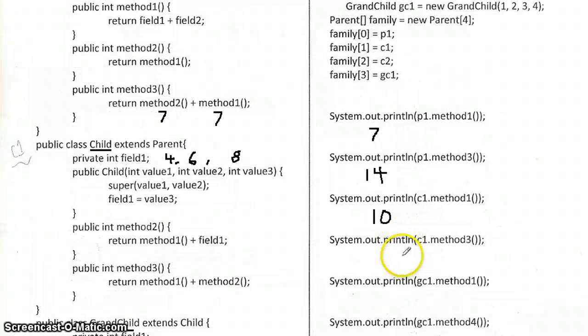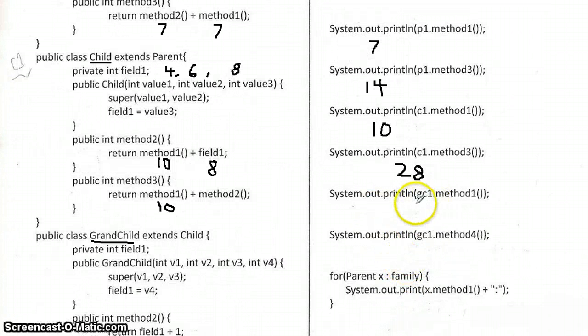And so c1.method3. Here we see that method 3 returns method 1 plus method 2. We have already established that method 1 of object c1 returns 10, so we can substitute 10 right here. Method 2 returns another 10 plus field 1. This time it returns 8 because it is calling field 1 of the child c1 object. So 10 plus 10 plus 8 will give us the result 28.